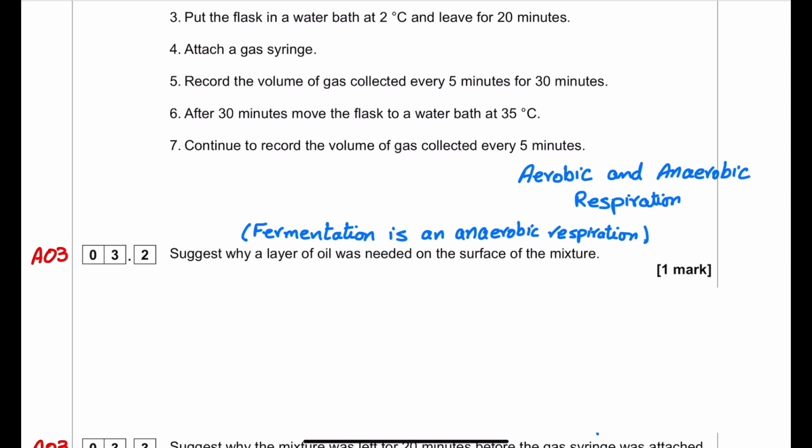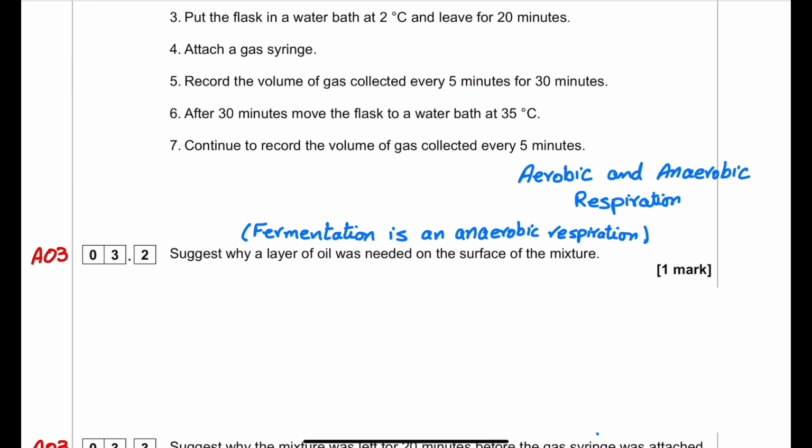The student must remember that it is a fermentation process. During the fermentation process, the glucose is converted into ethanol and carbon dioxide in the absence of oxygen. It is actually an anaerobic respiration process. Therefore, the layer of oil is used to keep the oxygen away from this process.